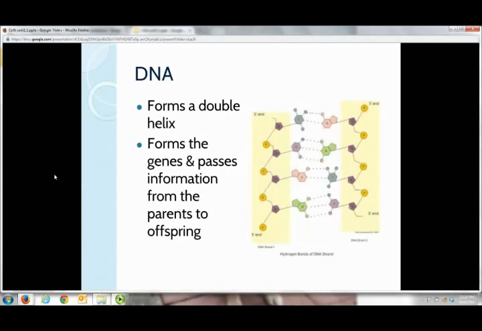The DNA is going to form the shape of a double helix. It looks a lot like a ladder with rungs going across that has been twisted. Your DNA is going to end up forming your genes, and it will pass the information from the parents to the offspring of the next generation.